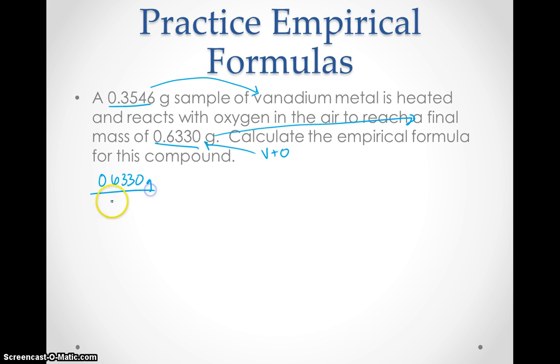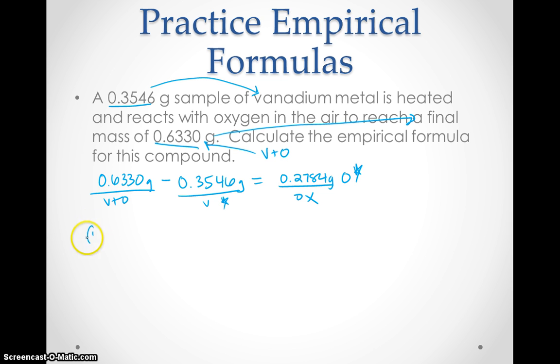So we're going to do this 0.6330 grams, which is our vanadium plus our oxygen, and we're going to subtract those 0.3546 grams, which is just our vanadium metal. The remainder is going to be just our oxygen. So when you enter that in your calculator, you get 0.2784 grams of oxygen. So now we have our grams of oxygen and our grams of vanadium metal, so we can do the steps we just talked about.